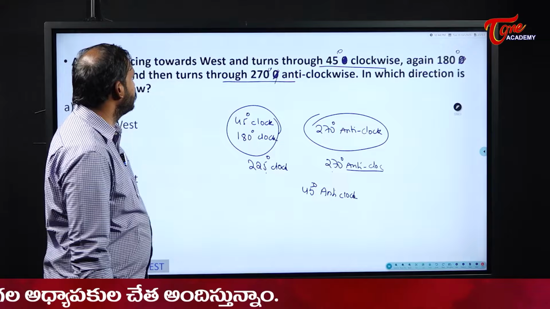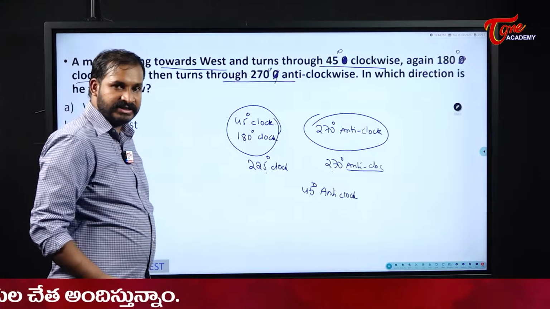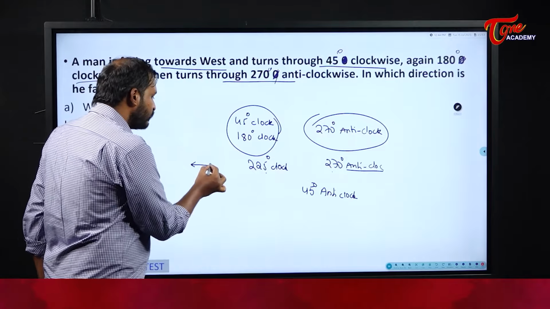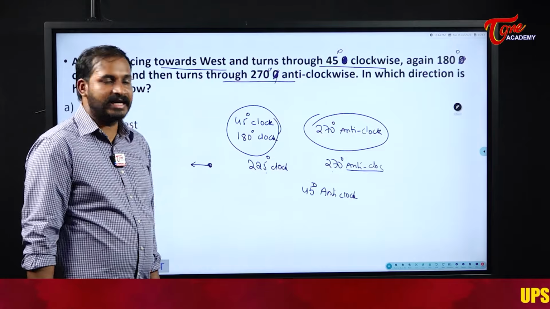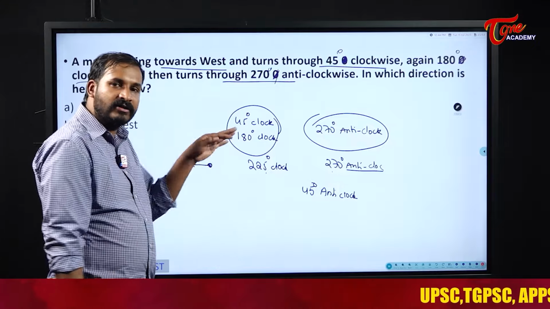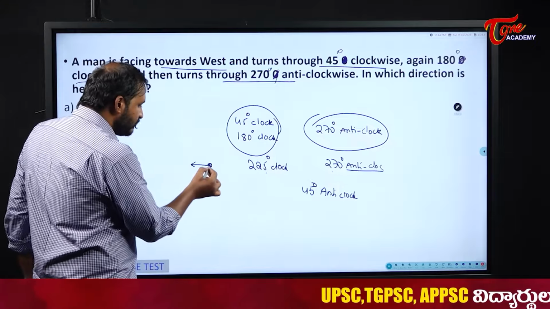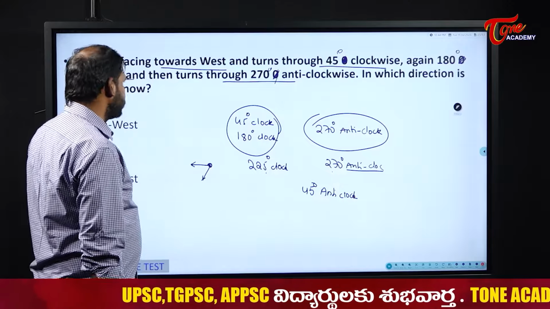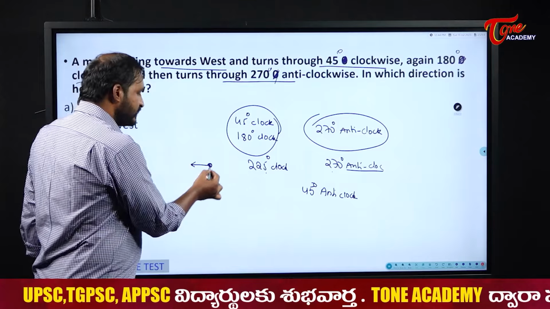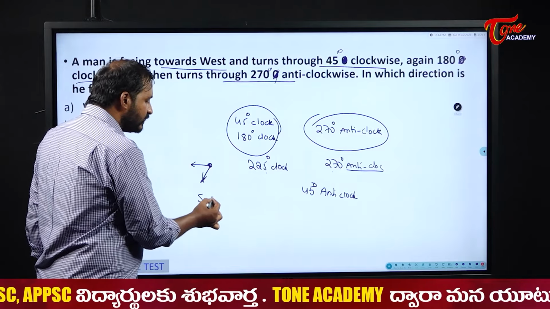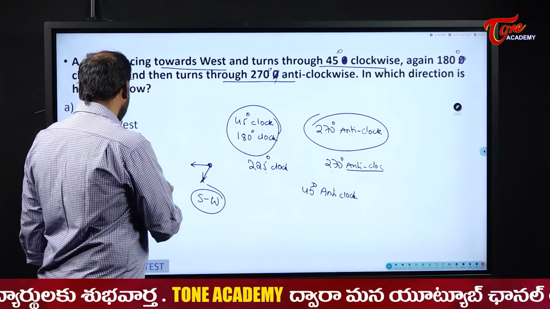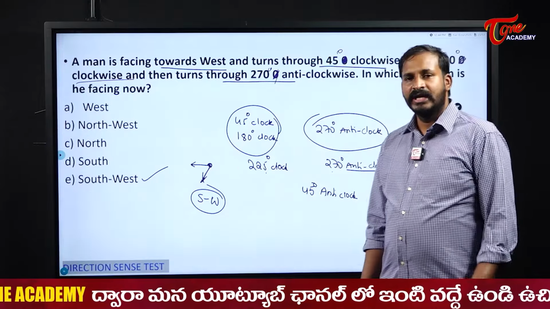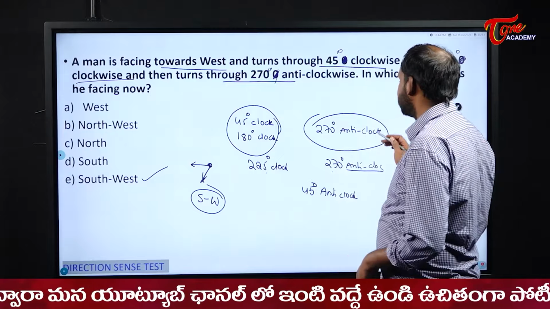So, what is his initial position? A man is facing towards west, right? West means he is facing this direction. And he is moving 45 degrees anti-clockwise. Anti-clockwise means the left side. So effectively, he will come to this position. In which direction is he facing now, students? This is southwest. So our answer here becomes southwest. If you follow the question also, you will get the same answer.